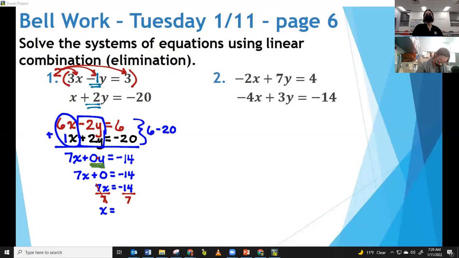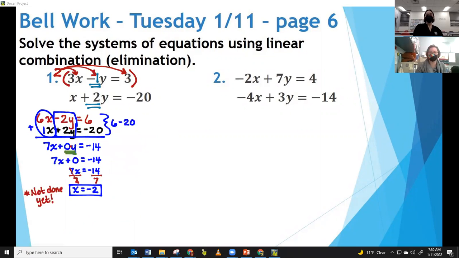-2, yes. -14 divided by 7 will give me a -2. Not done yet, because we still need to find our y variable. So I'm going to take that answer that we just got for x, and we're going to substitute it back into one of the two original equations that we had to work with.